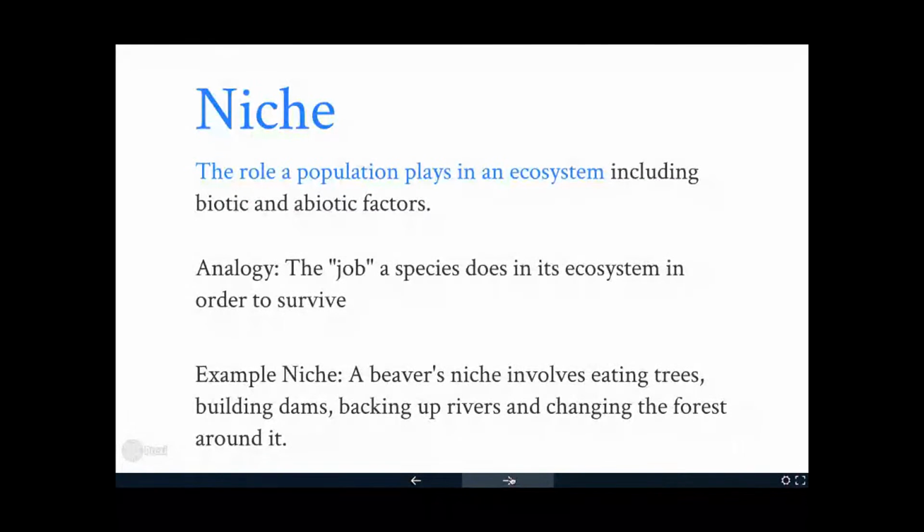So these are all the things that a beaver does in its quest for survival out there in the ecosystem. And it kind of helps the ecosystem function. It could very well. Probably does. Probably a very integral part of the ecosystem and its functioning.